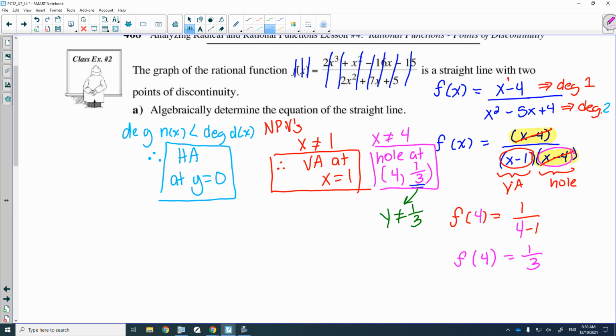Let's see if you could do the domain and range. So write what you think it would be. Remember, you always have to say what x cannot be first, or what y cannot be.